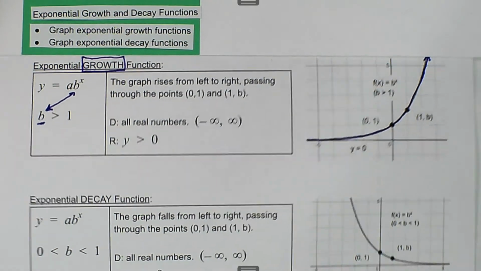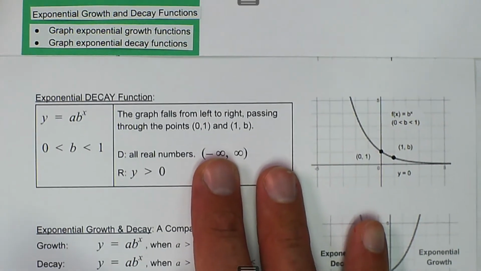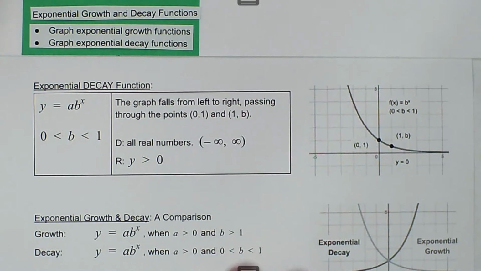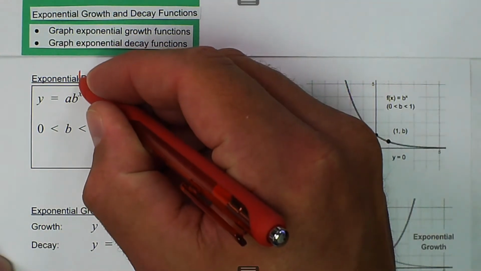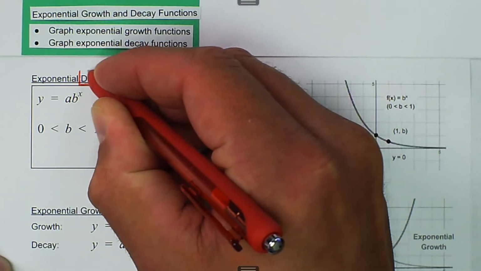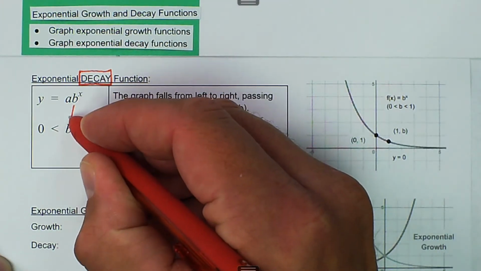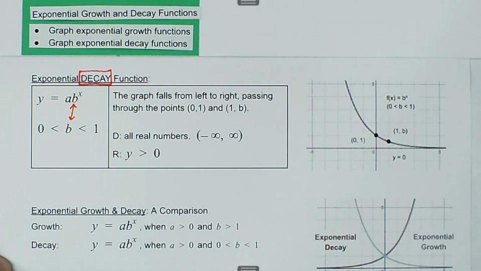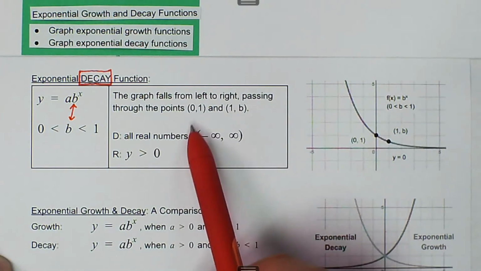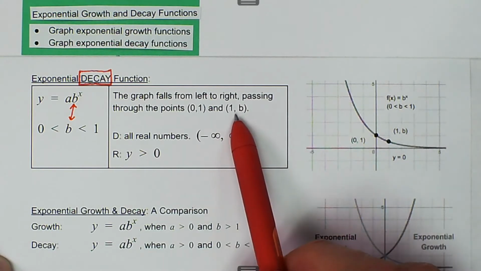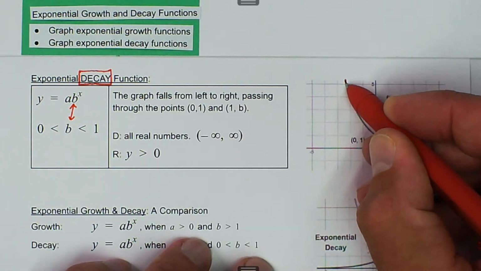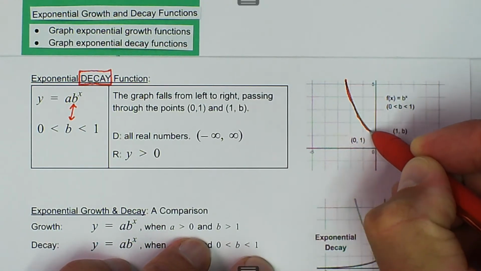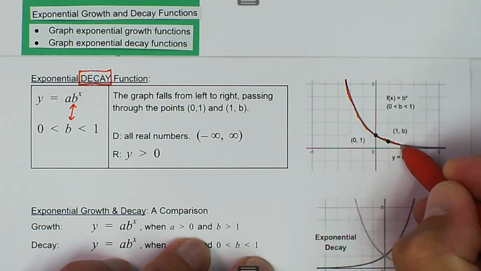Next one we can look at is exponential decay. And when we have exponential decay, that is when the b value has to be between 0 and 1. So that's our b value there. Has to be between 0 and 1. This goes through the point (0, 1), and still goes through the point (1, b) as well. We still read the graph from left to right, but in this case, as we go from left to right, this function is going to decrease.